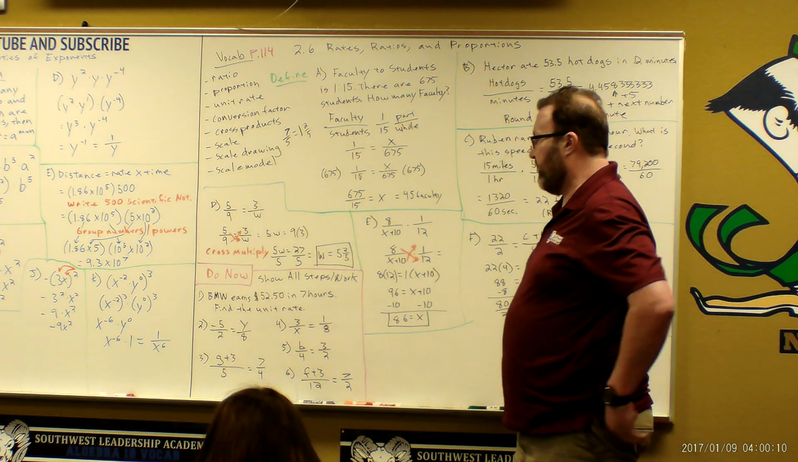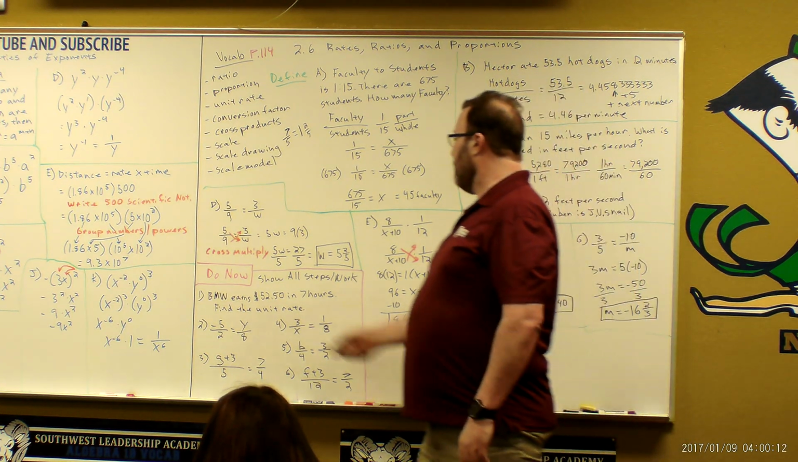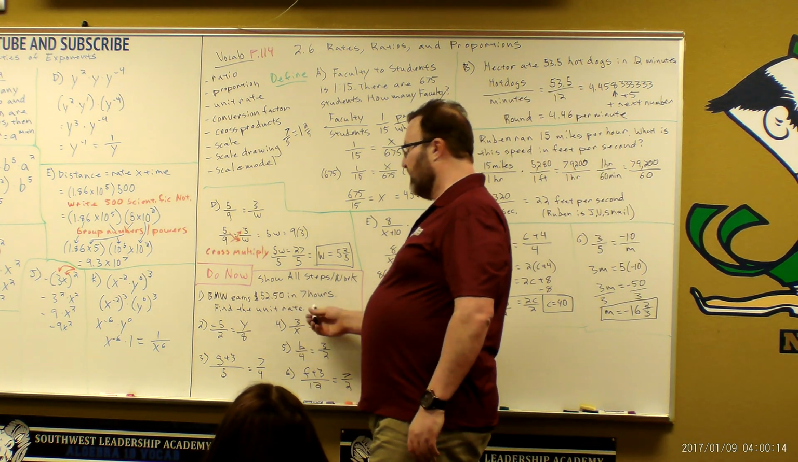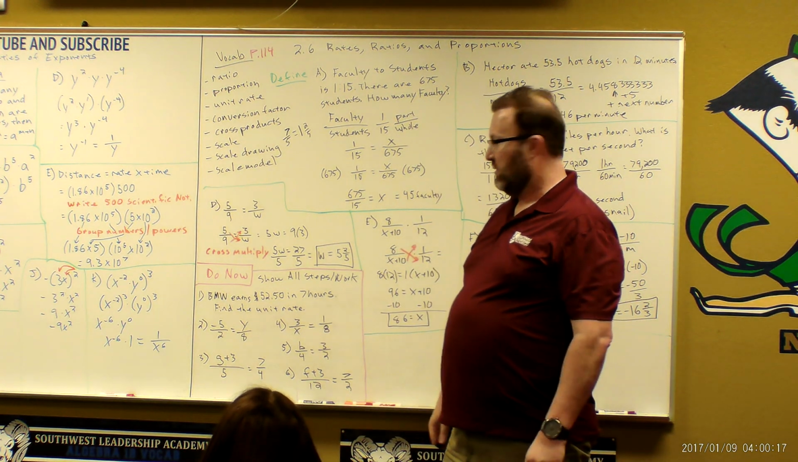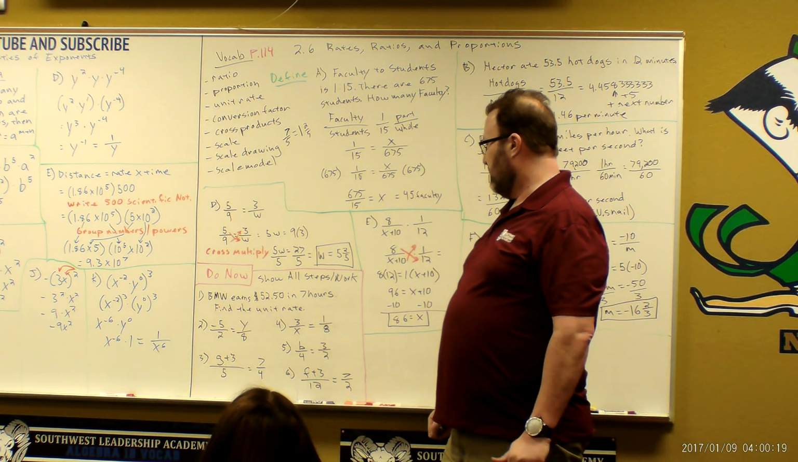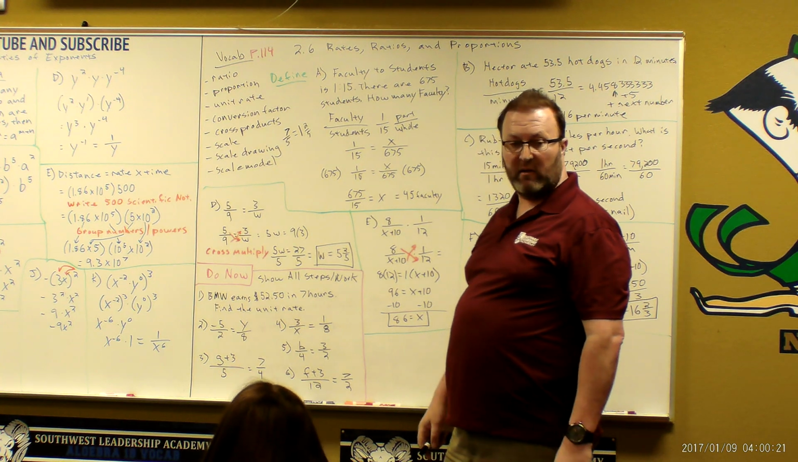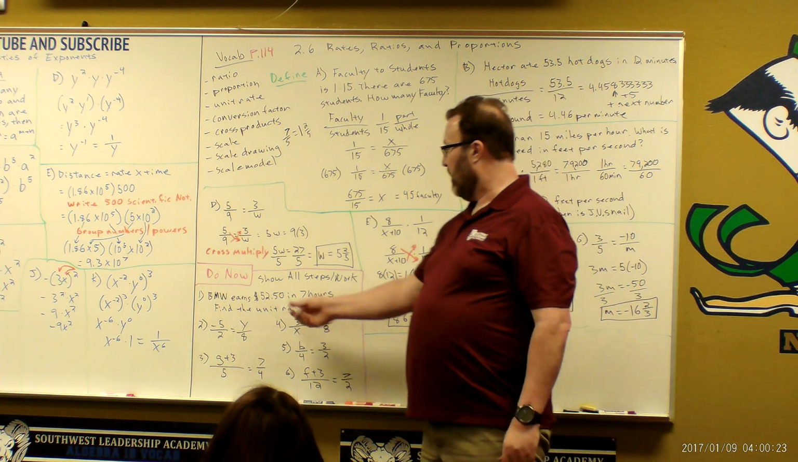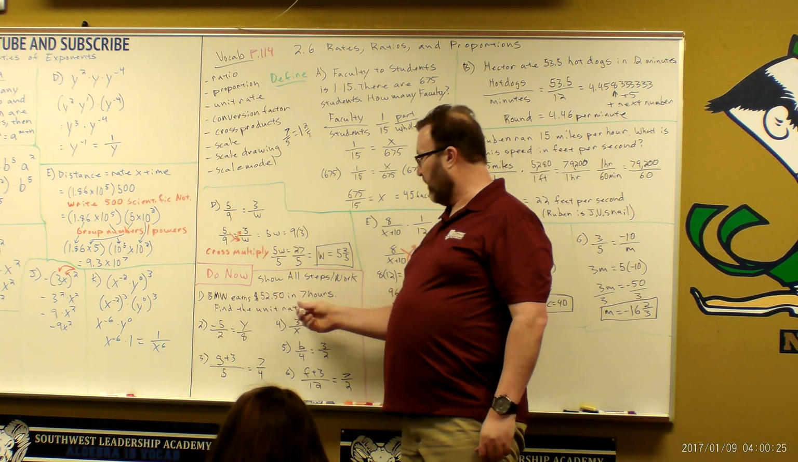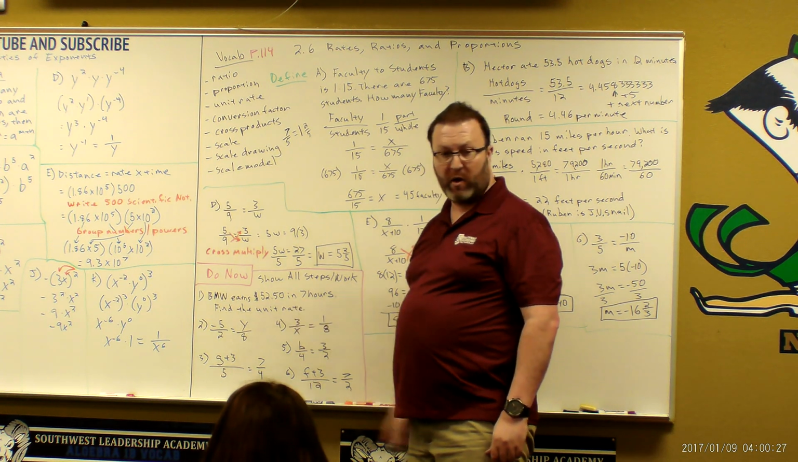So let's talk about the do now. So BMW earns $52.50 in 7 hours. No, you get cut off and that's the thing. So how will we find the rate? It's unit rate. We're going to take the 52.50 and we're going to divide it by 7. And that's going to give us our unit rate.